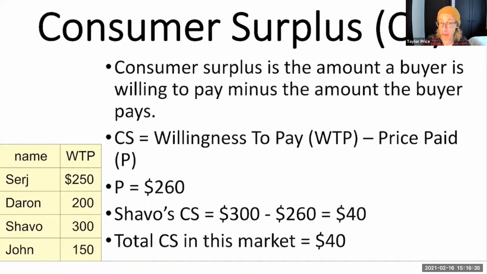In this example, we can see that the price of this good is $260. So Shavo is willing to pay $300 for this good, so his consumer surplus is $40, because he's willing to pay 300 but he's only actually paying 260. So his benefit to consuming the good is $40. That's all we're saying with consumer surplus.